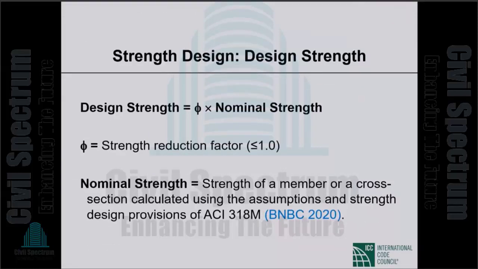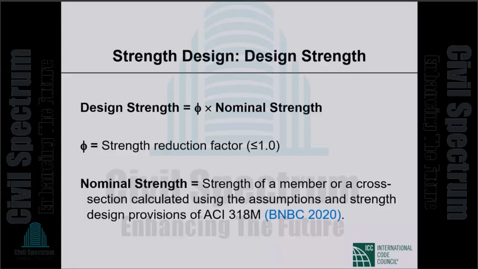Okay, what is design strength? Design strength comes from nominal strength, strength of a member or a cross-section calculated using the assumptions and strength design provisions of ACI 318. Now, nominal strength also means we consider the nominal member dimensions. If we have designed a 15-inch by 20-inch member, nominal moment strength will be calculated based on the 15 by 20 inch section. We ignore the fact that in reality, the section is 14.5 inches by 20.3 inches.